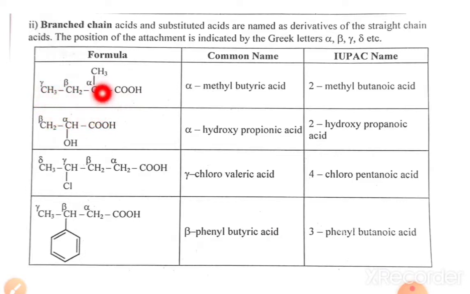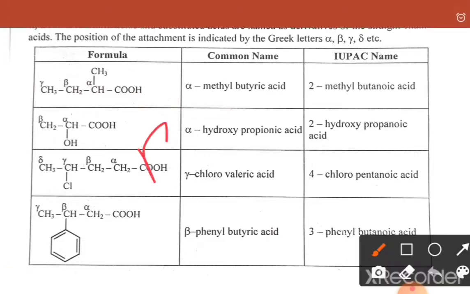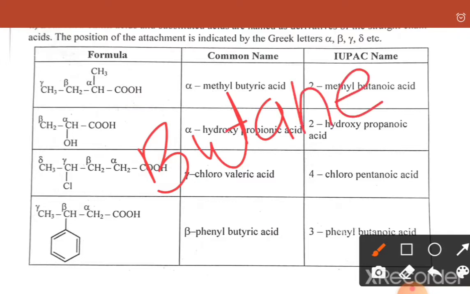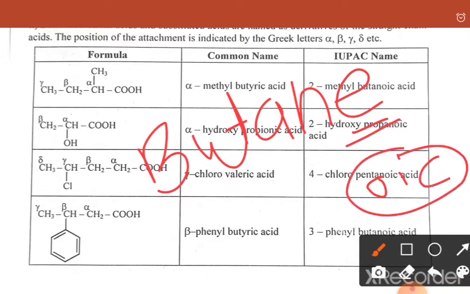Okay, that means here at the alpha position there is one methyl group present, therefore it is called alpha methyl butyric acid. This is the common name. For the IUPAC name, this is 4 carbon, therefore butane. We replace the E with OIC.